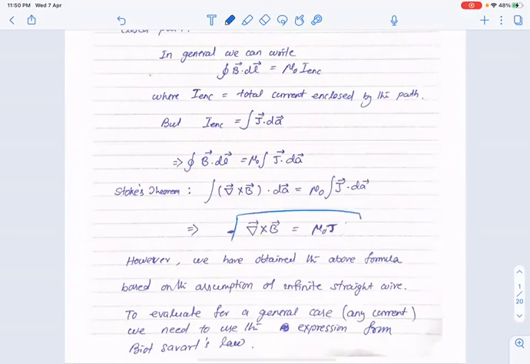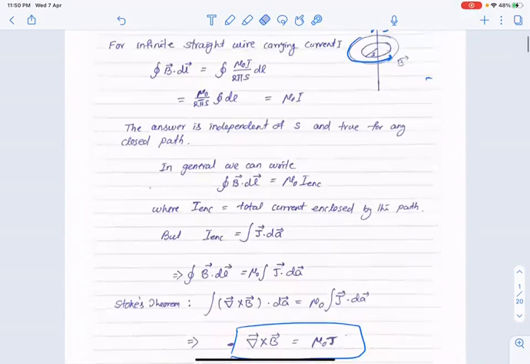That is for an infinitely long straight line current, because if you remember, the expression for the magnetic field B as mu 0 I by 2 pi s is what you got previously for an infinite straight wire.